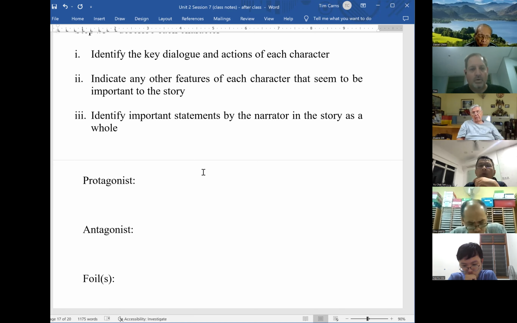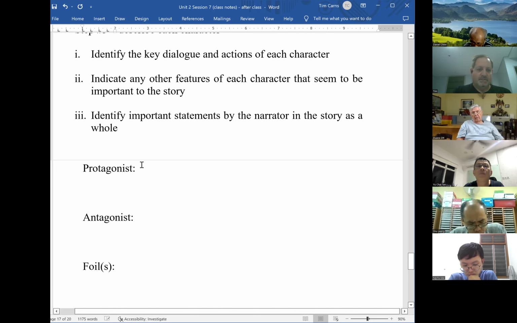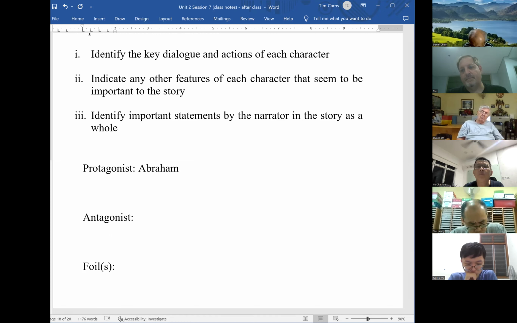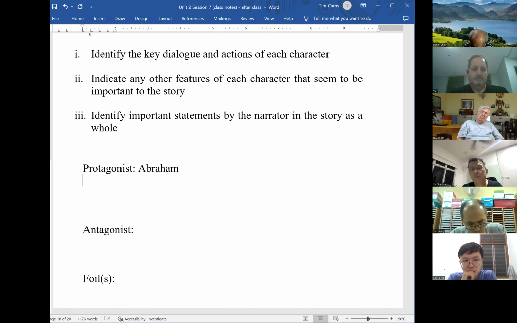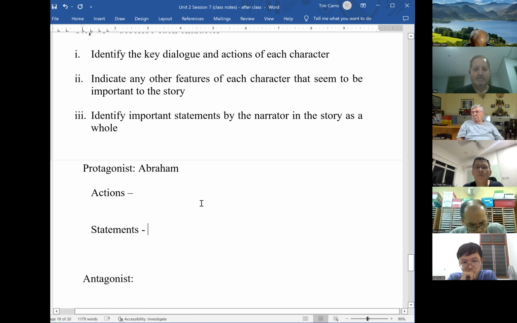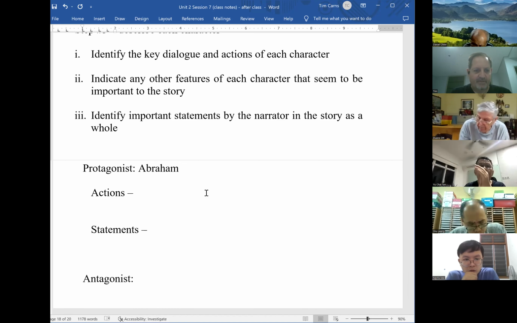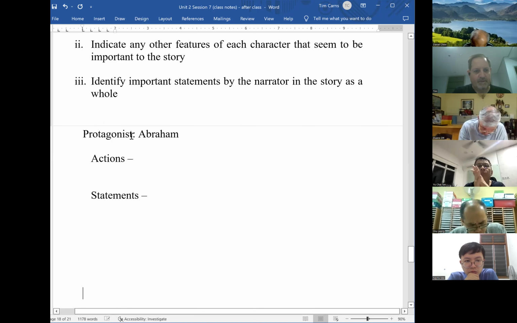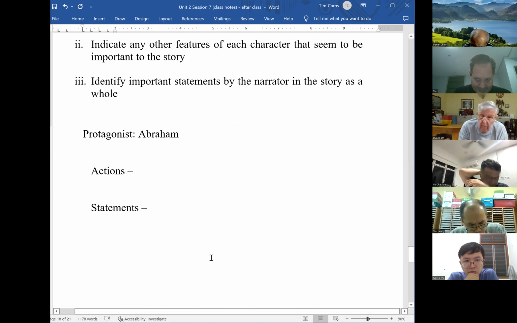And in the story as a whole, what appear to be important statements or actions by that particular character? So let's consider first the protagonist, which we said was Abraham. What actions or statements in the story seem to be significant? We can even break it up into the two categories here, make it a little easier. All right, anybody have anything they want to contribute for either the actions or the statements of Abraham in the story?